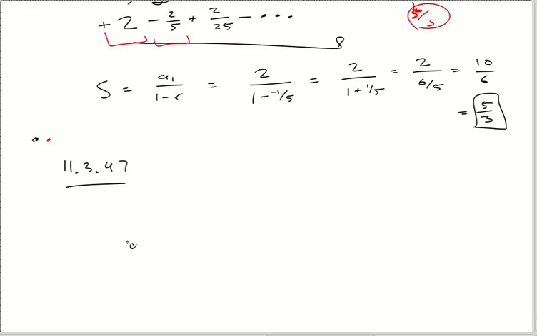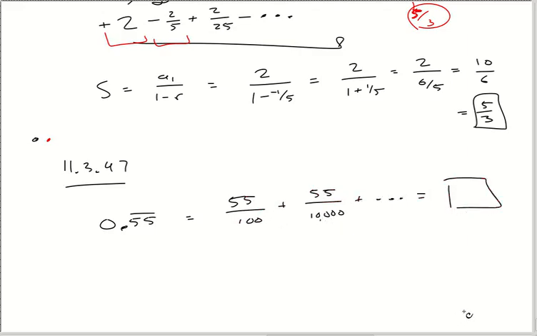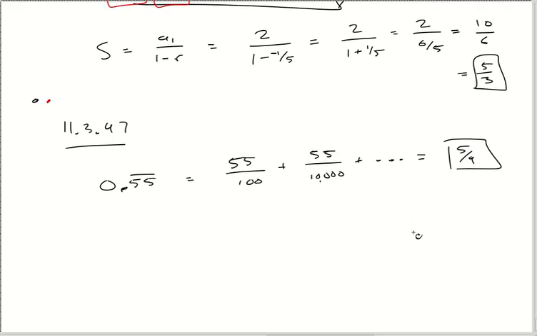So next question. I have 0.55 repeated, and they say this is equal to 55 over 100 plus 55 over 10,000 plus dot, dot, dot. And all these added together should be this. What? This problem is one of those just startling answers, and I'm going to go ahead and give you the answer. It's 5/9. Oh, wow, I totally saw that. No, you didn't. Well, maybe you did. I don't know. I didn't.